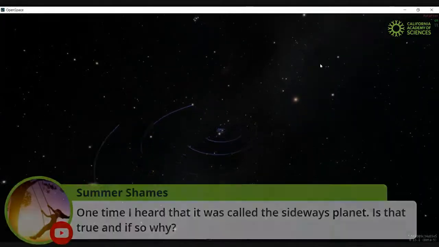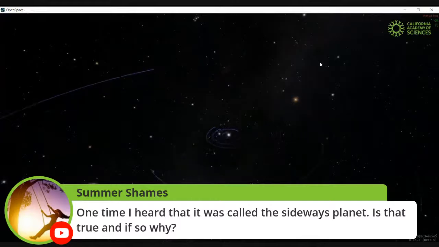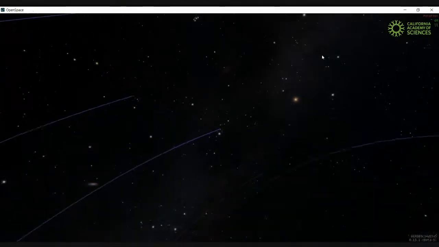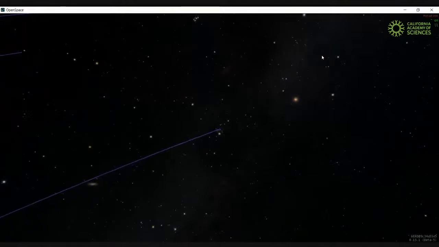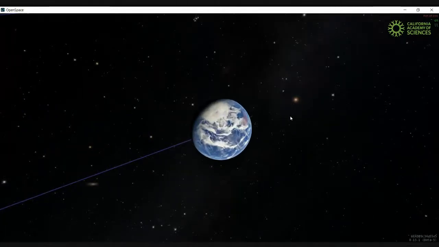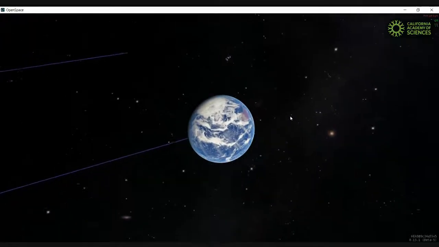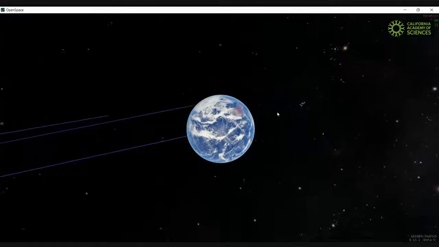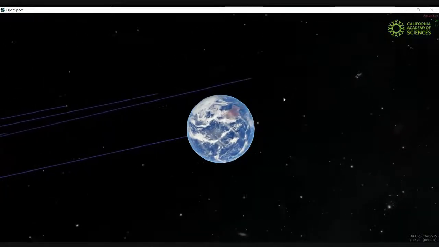Okay, heading back. Summer asks, is that why it's called the sideways planet? Yes, absolutely. Of the major planets of our solar system, Uranus is the one with the greatest tilt, so it's leaning over on its side the most. However, including dwarf planets of our solar system, Pluto has a very severe tilt too. And actually, depending on how you define tilt, Venus might have the most severe.